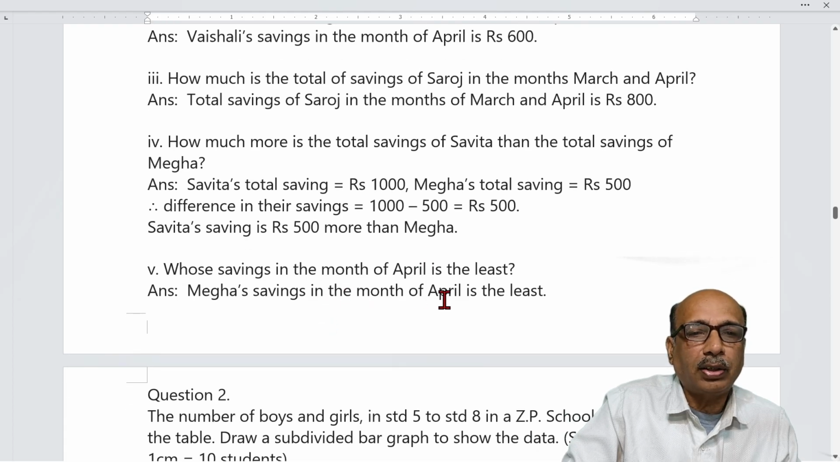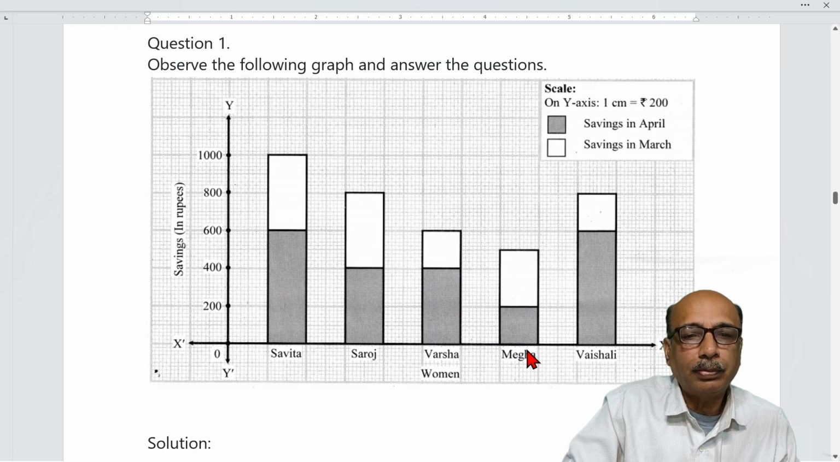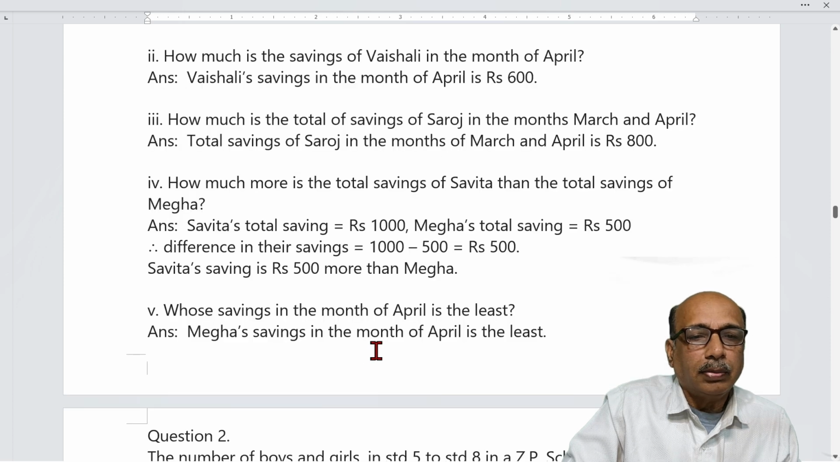Whose saving in the month of April is the least? Least means minimum. Megha, it is only 200. Others are more than that. So Megha's saving in the month of April is the least.